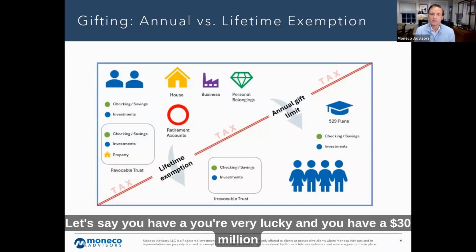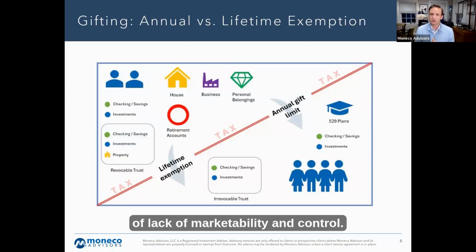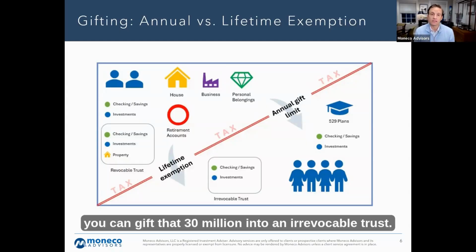So let's use an example. Let's say you're very lucky and you have a $30 million business, right? You actually might even be able to get a discount on that because of lack of marketability and control. Like we'll talk about that later. But essentially you can gift that 30 million into an irrevocable trust. It can grow outside of your estate, inside that irrevocable trust, and avoid estate tax.